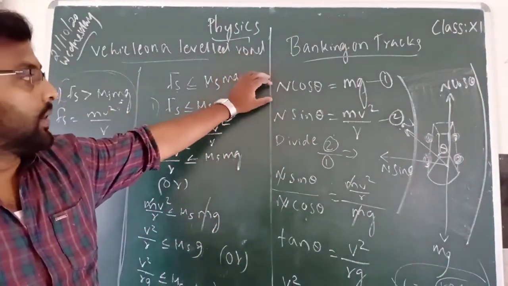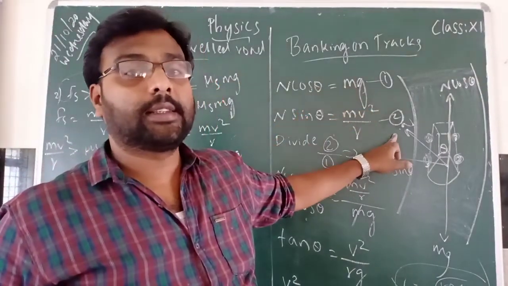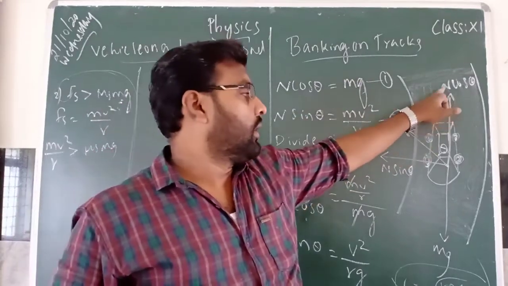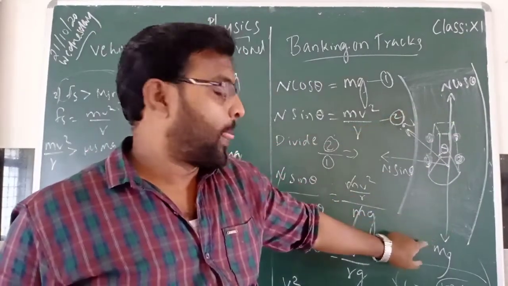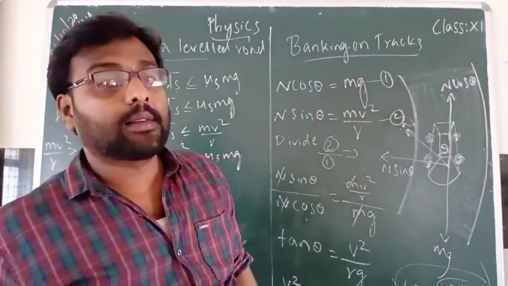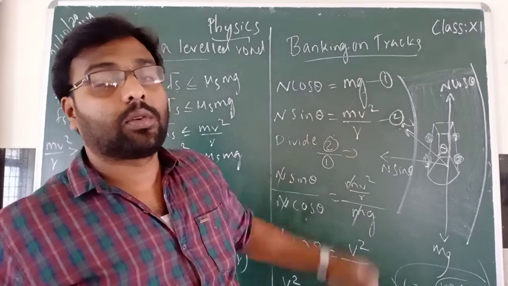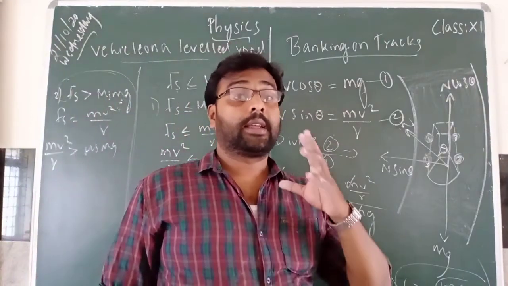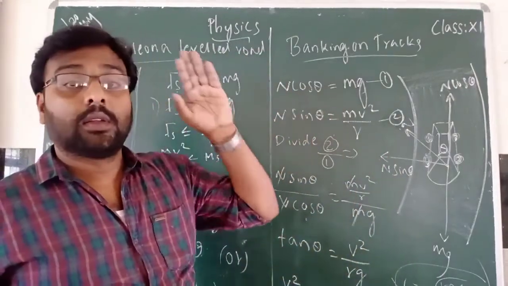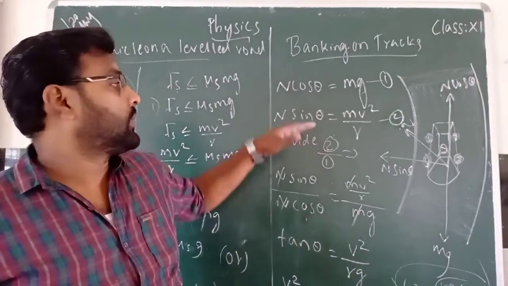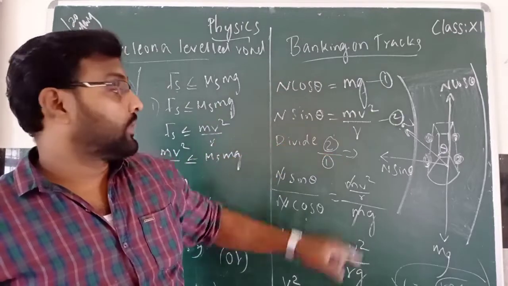In the derivation, you see N cos theta is equal to mg. What is this N cos theta? The normal force is resolved into two components, N cos theta and N sin theta. N cos theta balances the gravitational force, so N cos theta equals mg. And N sin theta equals mv square by r. N sin theta is providing the centripetal force, which is mv square by r.